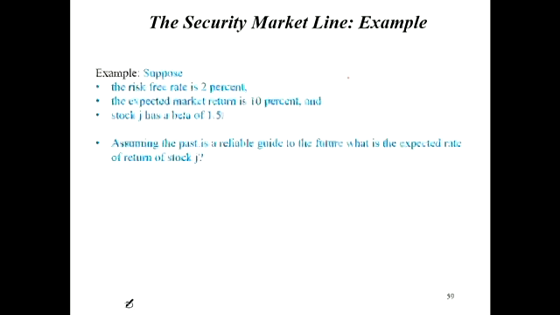So let's do an example. We're actually doing a numerical one here. Okay, so here's the example. Suppose the risk-free rate is 2%, the expected market return is 10%, and stock J has a beta of 1.5. Assuming the past is a reliable guide to the future, what's the expected rate of return on stock J? So how are we going to calculate that?